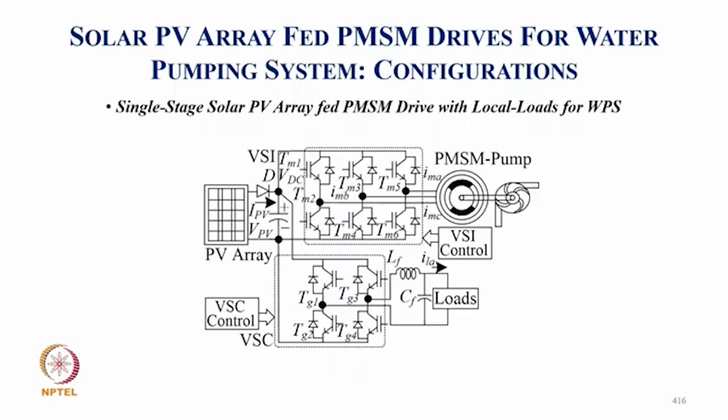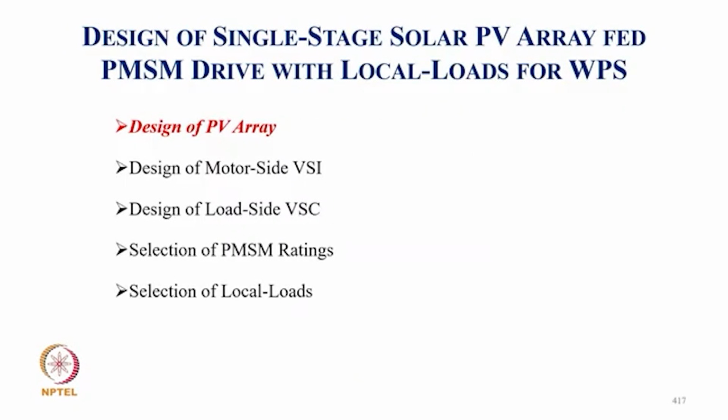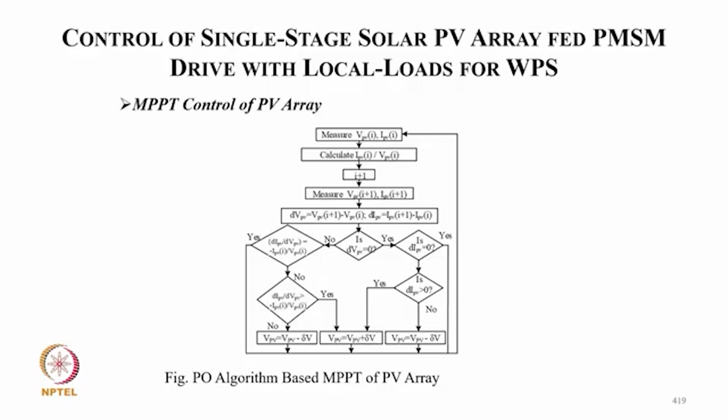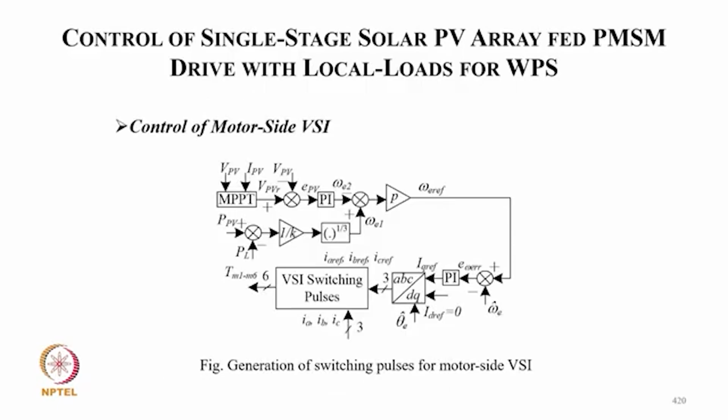This is of course a single stage solar array system. Here we have removed the boost converter, and the inverter is able to regulate the voltage corresponding to MPPT. And of course the auxiliary load is fed in parallel. So here we have the design of motor side VSI, design of load side VSI, selection of PMSM rating, and selection of local load. So these are the model rating and PV design. This is the MPPT algorithm, which we already discussed, and this is the control of the motor side.